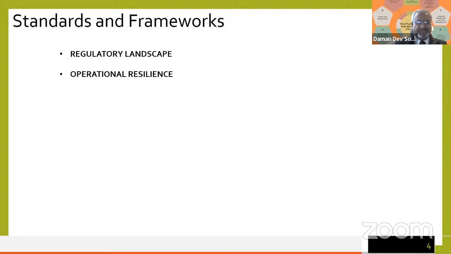But there's an extension. In BCM, we would have done during BIA the dependencies, internal and external, and we would have covered the third parties. From operational resilience, almost all guidelines and mandates are asking us to go to fourth, fifth, sixth parties also. The vendor's vendor, the vendor's vendor's vendor. Over a period, we need to go that deep.